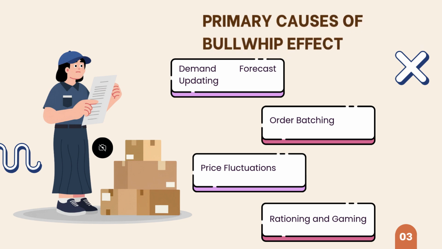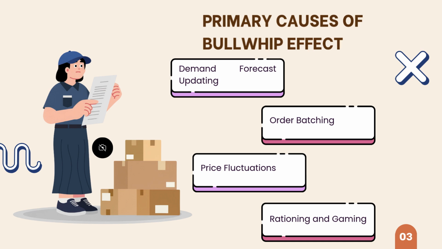Next, the primary causes of the Bullwhip Effect. The first one is demand forecast updating. Each node in the chain adds its own safety buffer to the forecast, distorting the actual demand data as it moves upstream. The second cause is order batching.